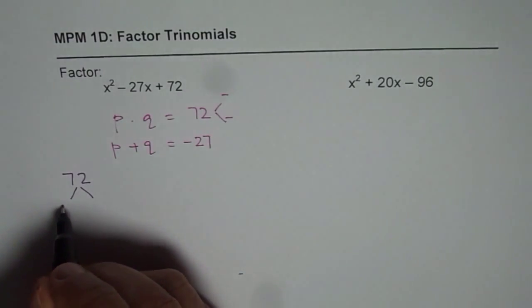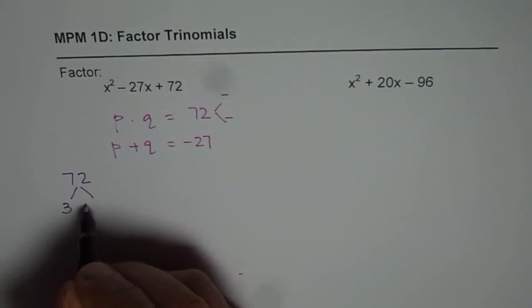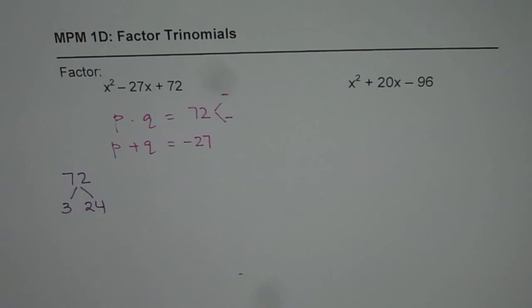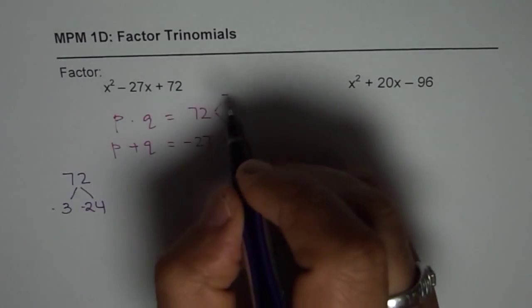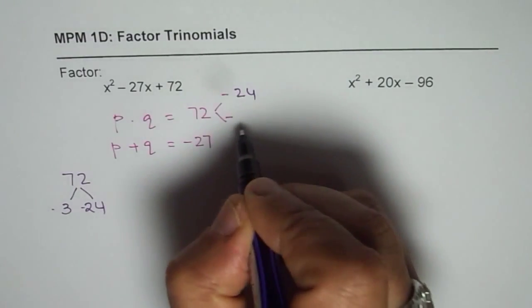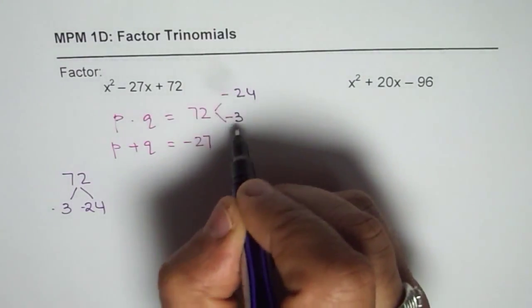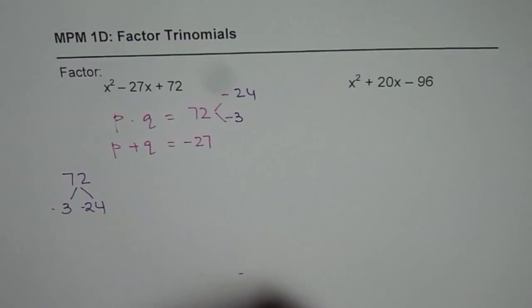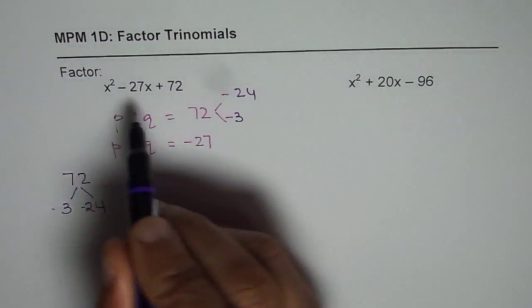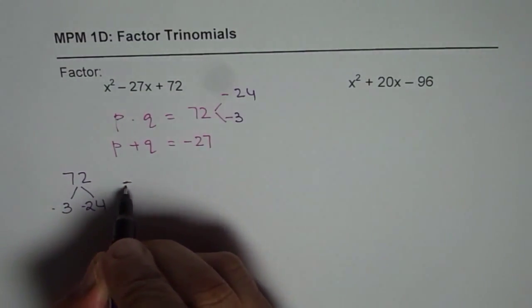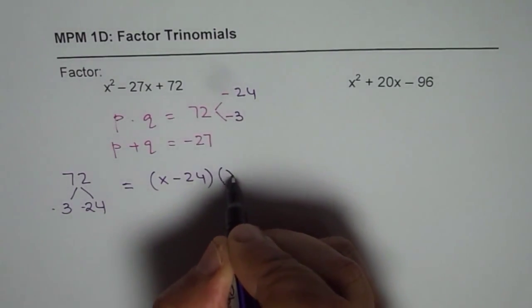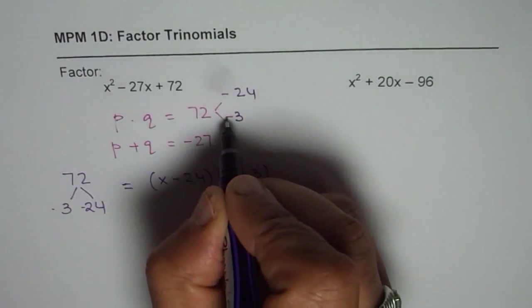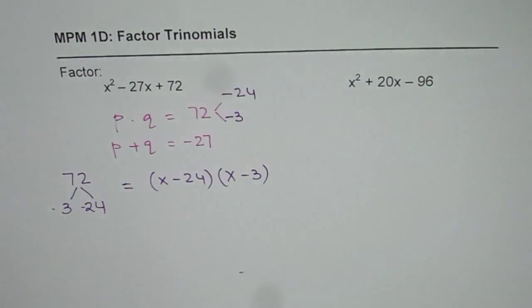For example, 3, right? So 3 times 24 is 72. Well, that gives us the answer if I have both negative. So we really got it. It is minus 24 and minus 3. So these are the magic numbers for us, right? Now, once you know the numbers, you can write the factors. And so our answer is x minus 24 times x minus 3. Remember, we had already decided about their sign, right?